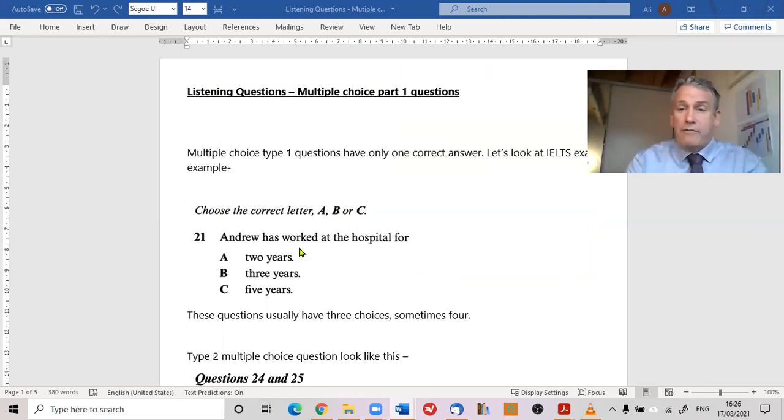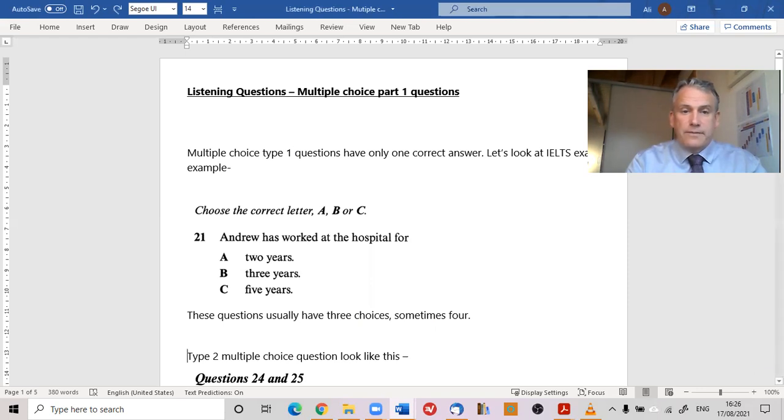Okay, so here I have a type 1 multiple choice question. As you can see from the instruction, choose the correct letter A, B, or C. So we simply need one answer. These questions usually have 3 choices. Sometimes they have 4. Okay, what does a type 2 multiple choice question look like?